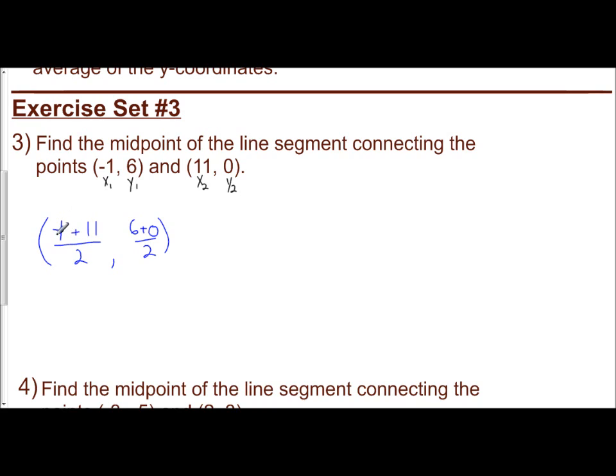So really, -1 plus 11 is 10. So we have 10 divided by 2, which gives me 5. We have 6 plus 0, which is 6. So we really have 6 divided by 2, which is 3. So the midpoint of this segment is the coordinate (5, 3). It's that simple to do the midpoint formula. Let's try example 4.